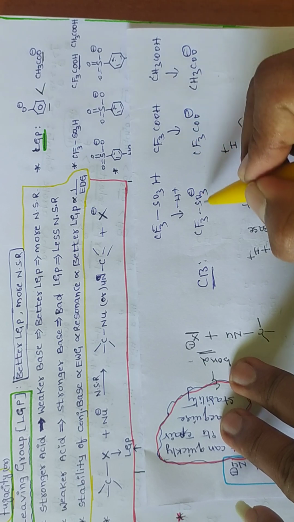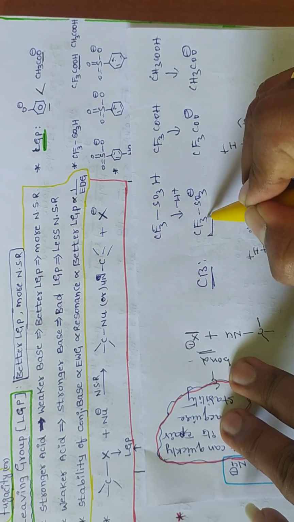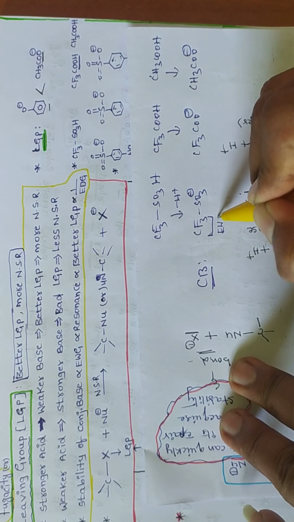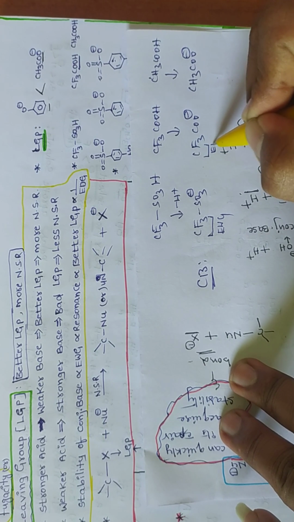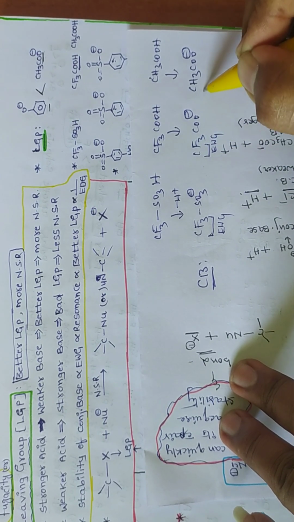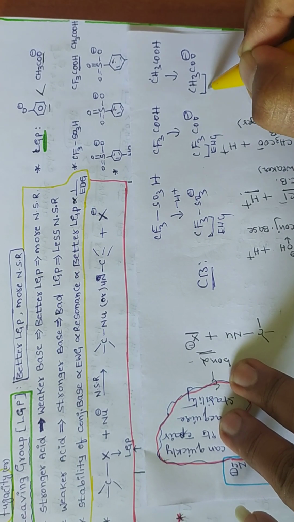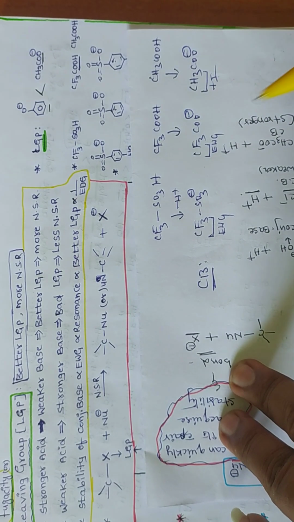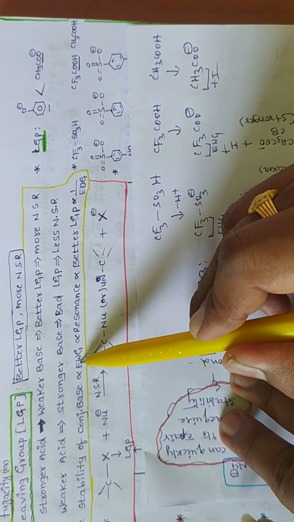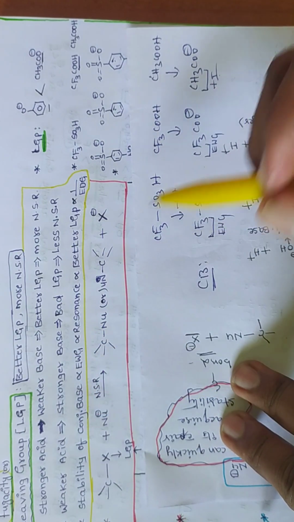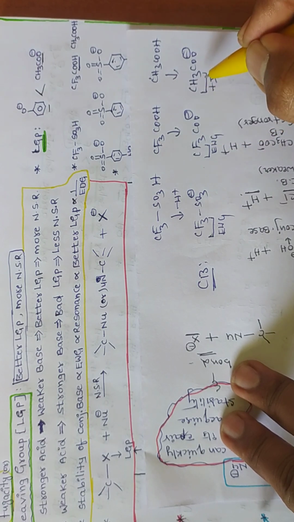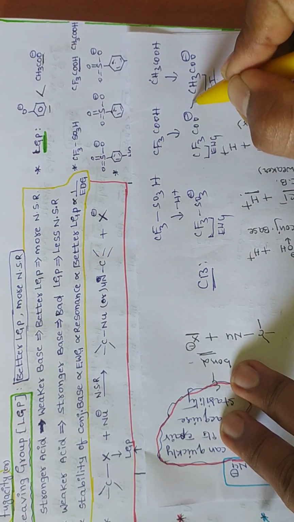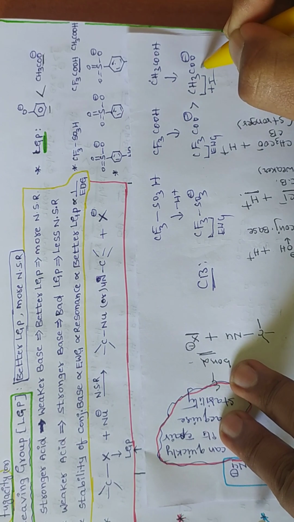Now here, what is this? An electron withdrawing group. Now this is also an electron withdrawing group, CF3. Fluorine has a minus I effect. Now CH3 has a plus I effect. So more electron withdrawing groups are stabilizing what? The conjugate base. Electron withdrawing groups are stabilizing the conjugate base. So here this is a plus I effect, so therefore this is less stabilized.